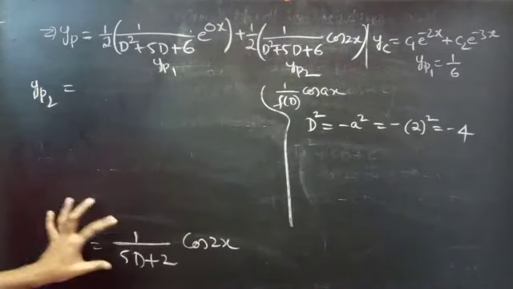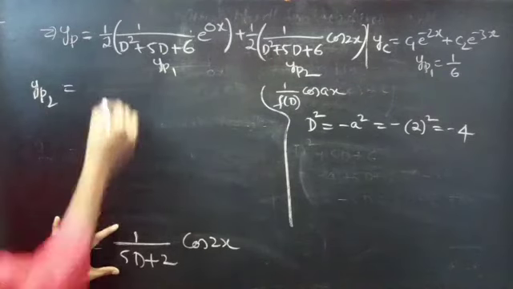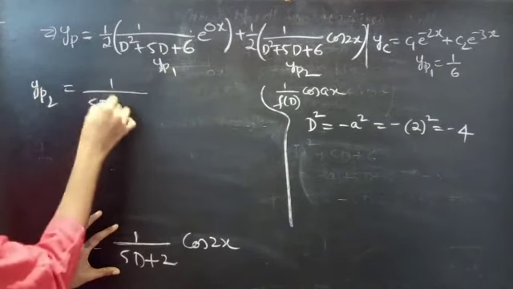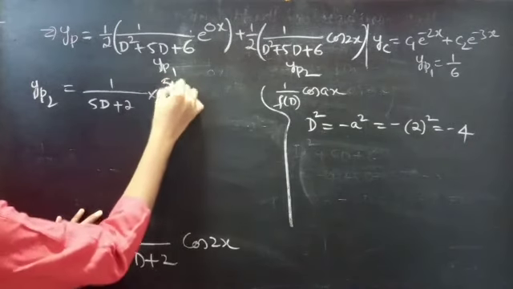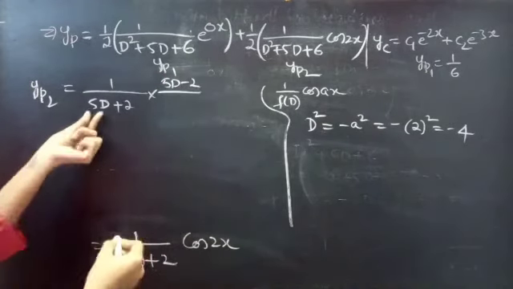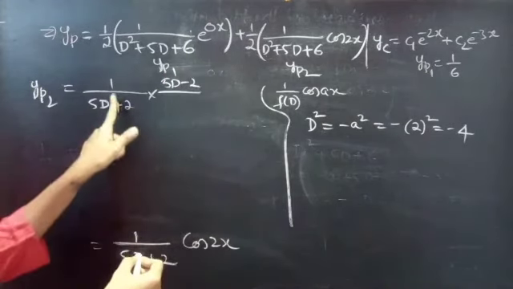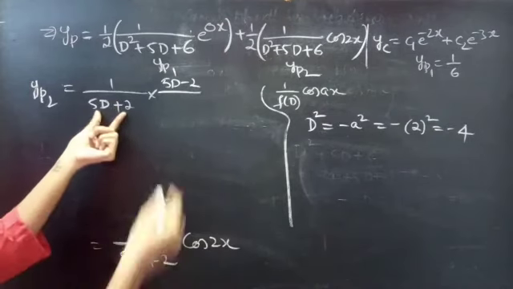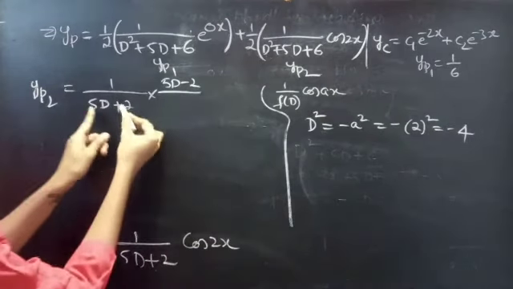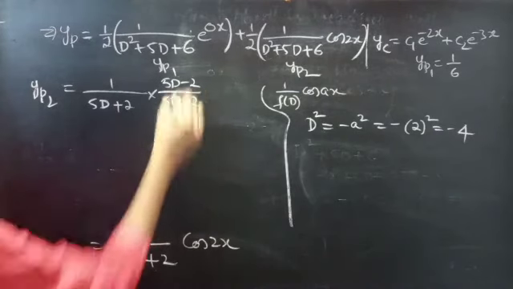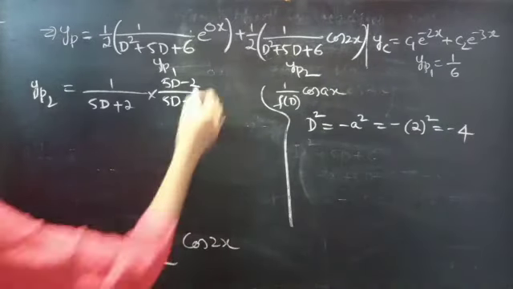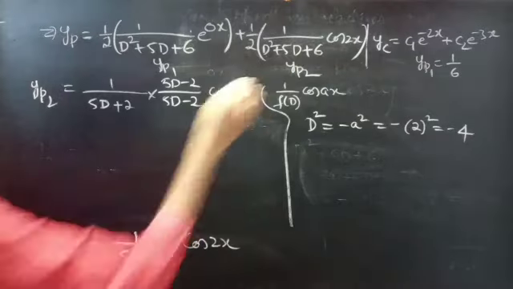Now we can write yp2 as 1 by 5D plus 2 into, now multiply and divide with 5D minus 2. See here you're having 5D plus 2, right? So we'll change the sign. If we change the sign here, we'll get 5D minus 2, right? We'll multiply and divide with 5D minus 2 into cos 2x.